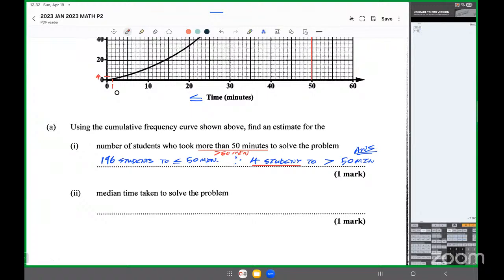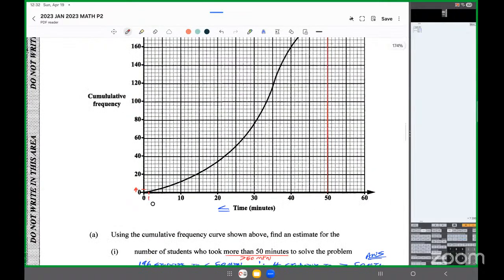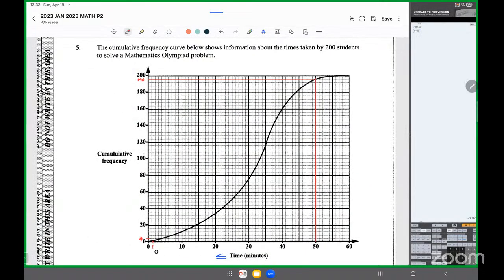Next question. The median time taken to solve the problem. The median time taken is the approximate time taken by less than half the number of students, which is 100 students. So the position of the median is 100 students. You find the time taken by the 100 students approximately, and that's the median time. So the position of the median is the 100th student right here.